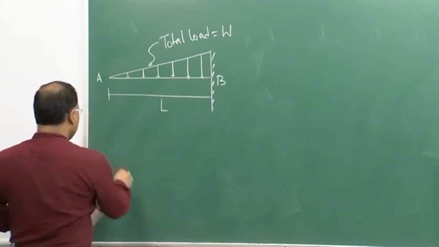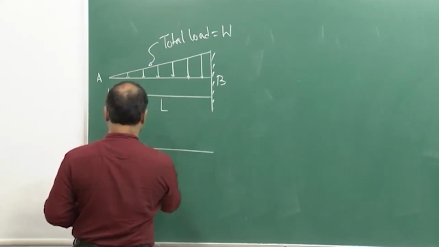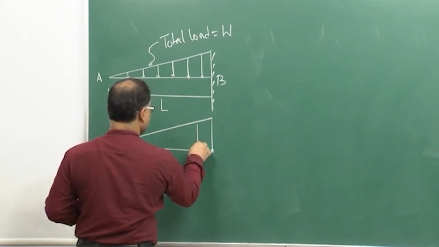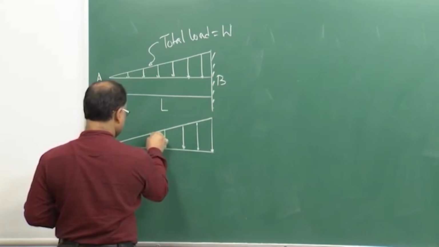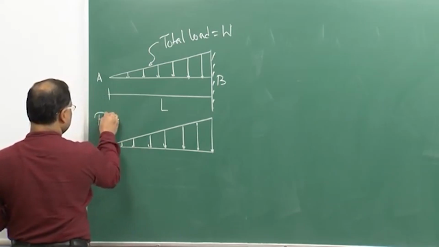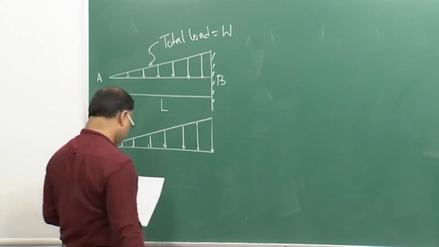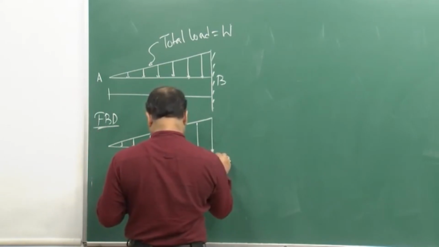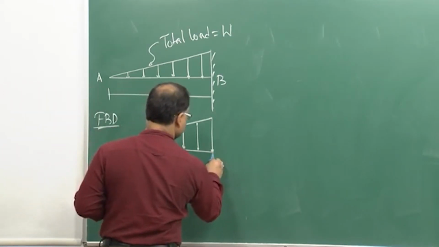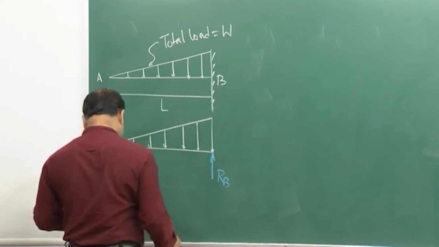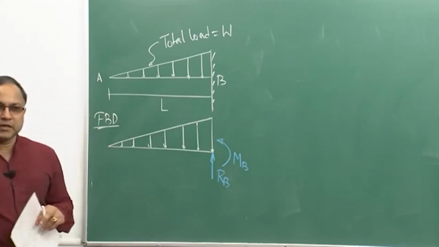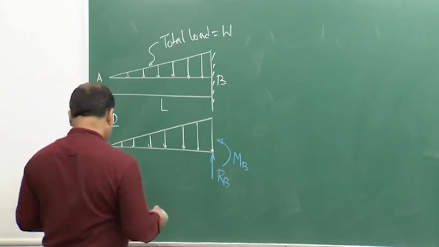Now, if you want to draw the free body diagram, you just replace the supports. Here only one support is there. So, you replace the support, okay. This is my free body. So, there will be one reaction, say RB, and there will be one moment, say MB. I am not considering the horizontal force, that is x directional force here, right.